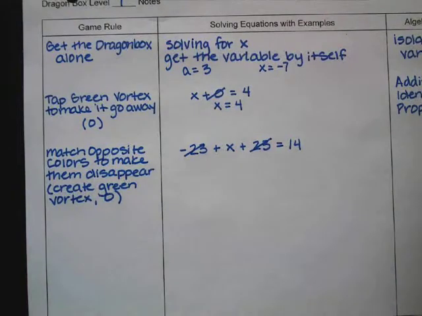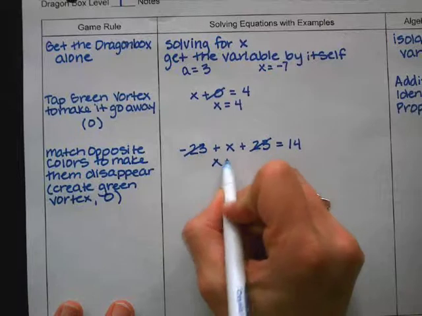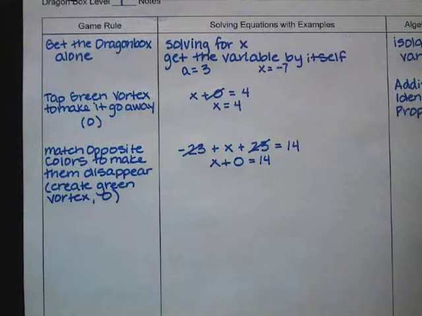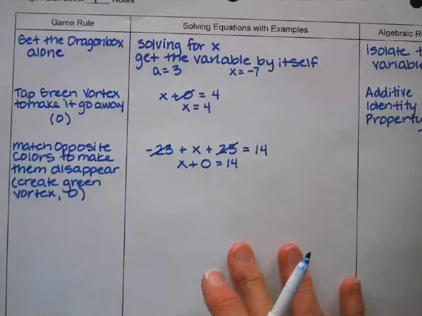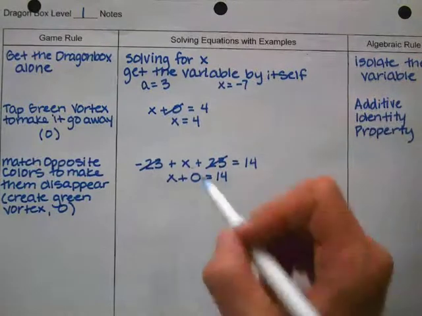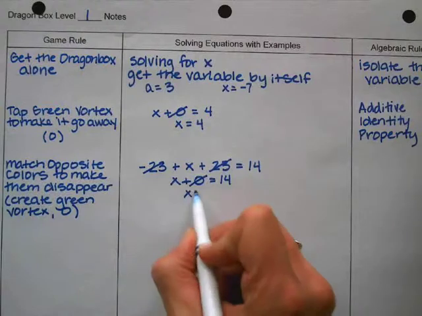Tap it, it's gone. Now, I could have said x plus the swirling green vortex equals 14. Because technically, isn't that what's going to happen? Yeah. But do I really need to do that? No, you can just say x equals 14. Right, because the additive identity property says tap that swirling green vortex, get rid of it. You don't need it. X really just equals 14.